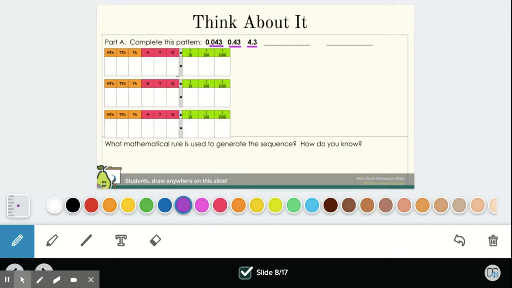So I'm going to start with 43 thousandths, and this guides me to writing this down correctly. It also helps me say the word correctly. I can see that this 3 is in the thousandths place, so that's why this is 43 thousandths. Going to the next number, 43 hundredths, it looks like the 4 and the 3 are shifting one space to the left, okay?